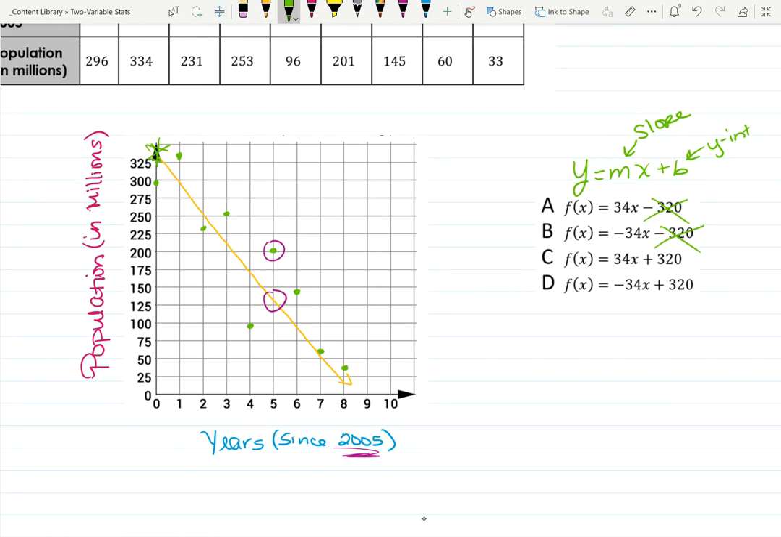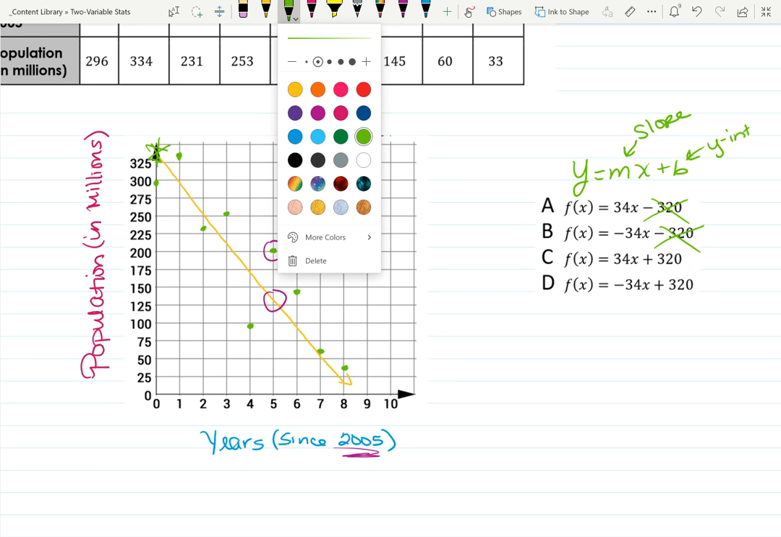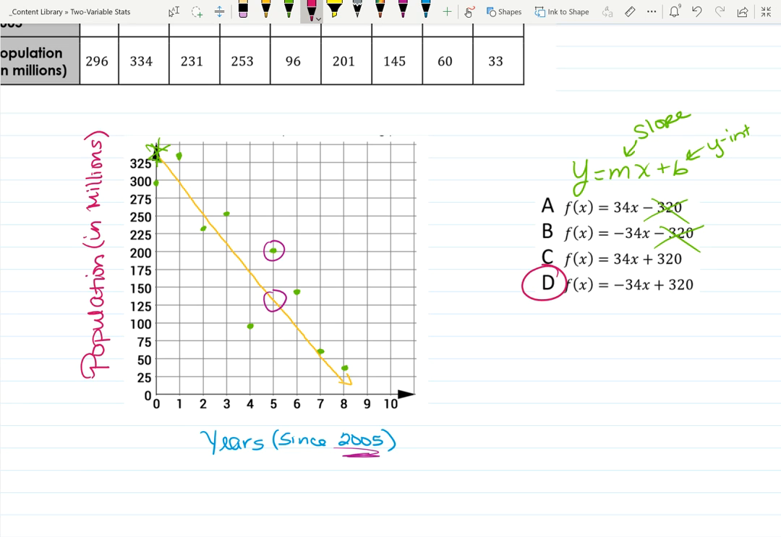So it's either going to be C or D. Now I want to look at my slope. Again, we can see that our trend is moving negatively. Our population is decreasing, so the only one that actually makes sense here is D. Okay, what is that slope saying? Remember, negative 34 over 1.